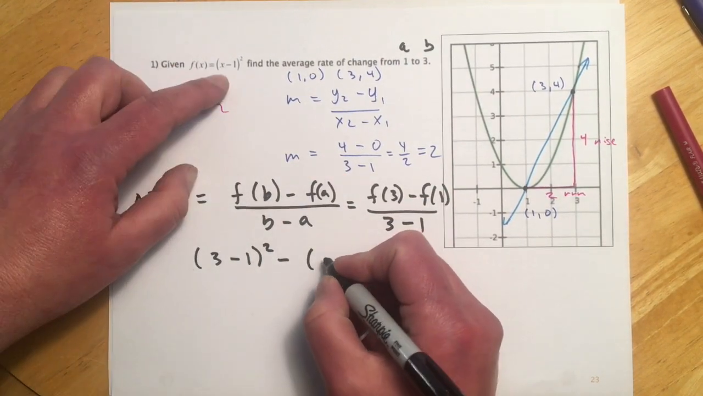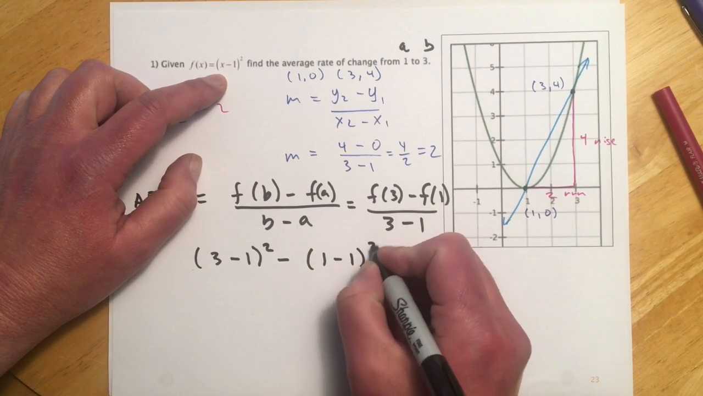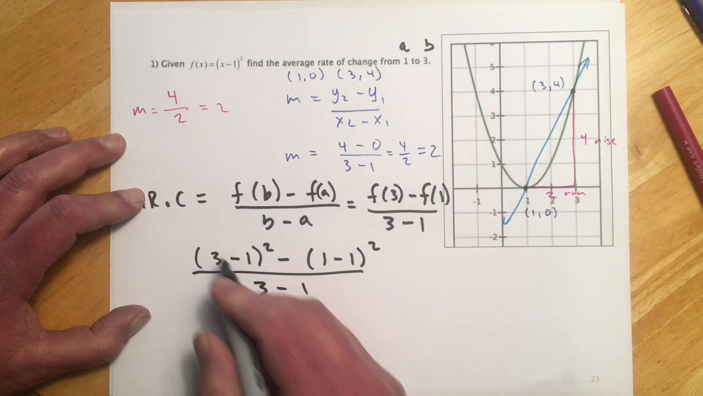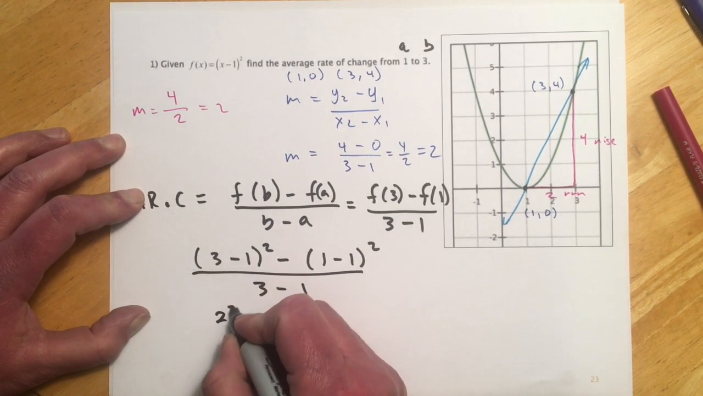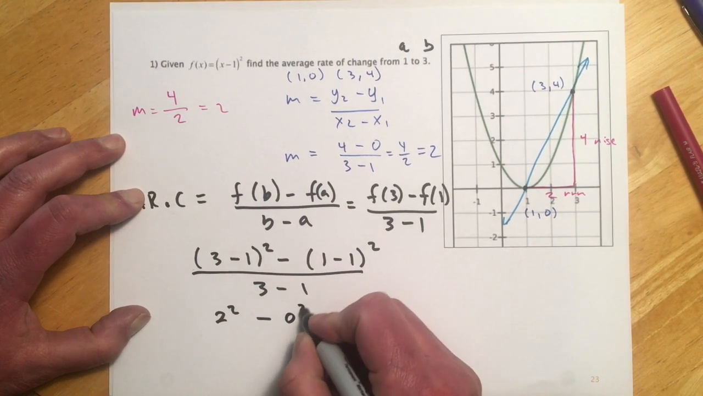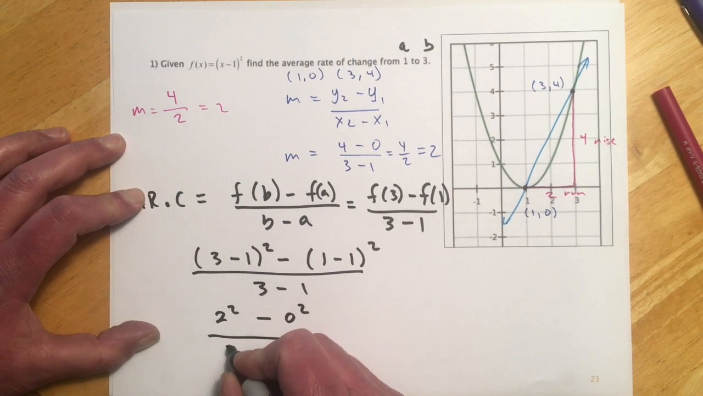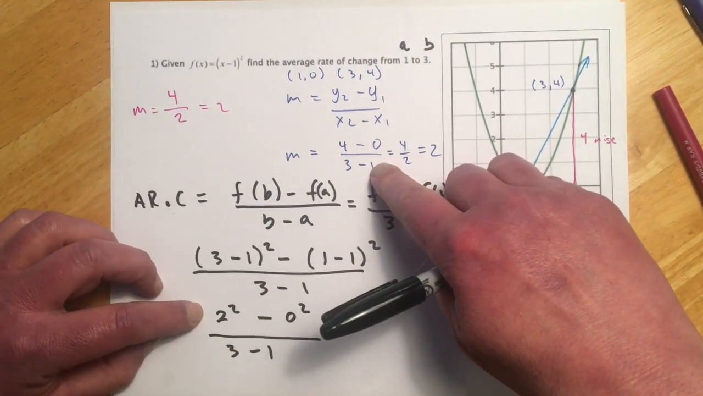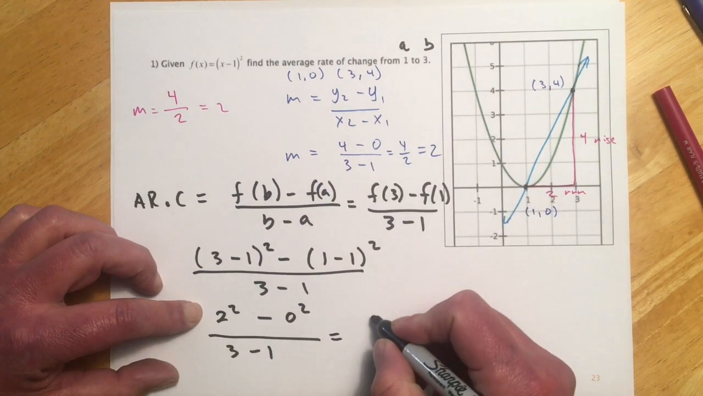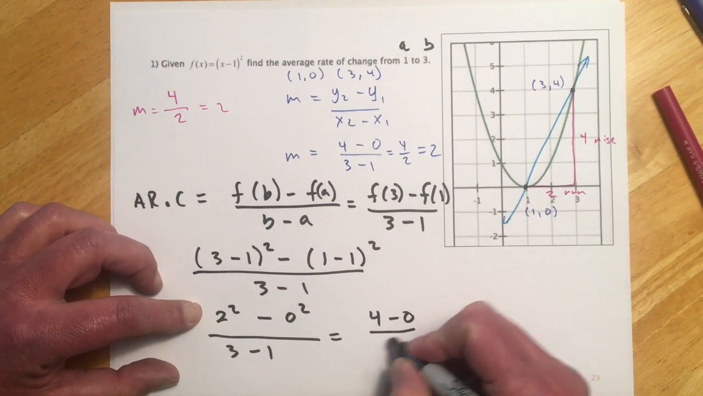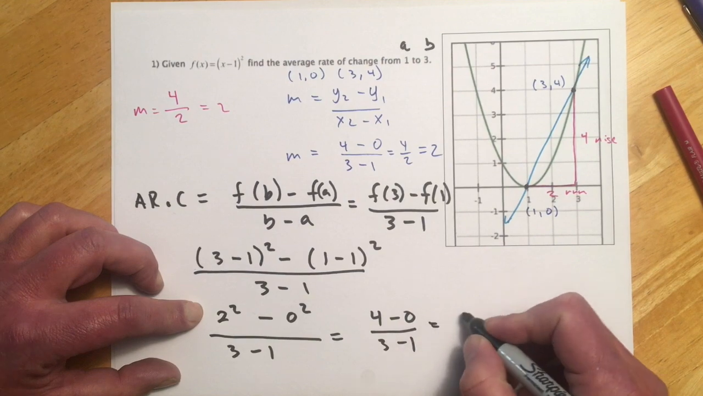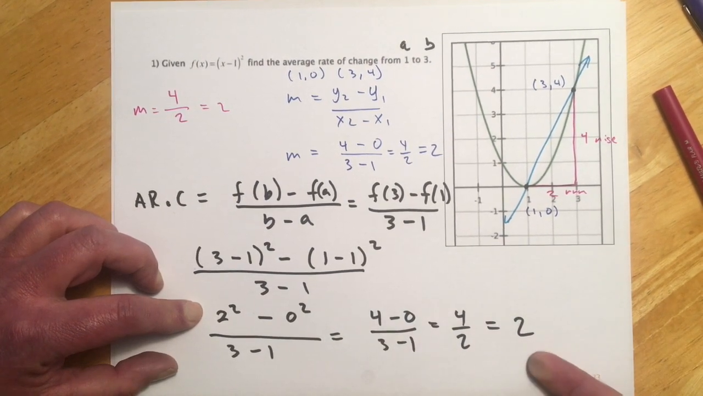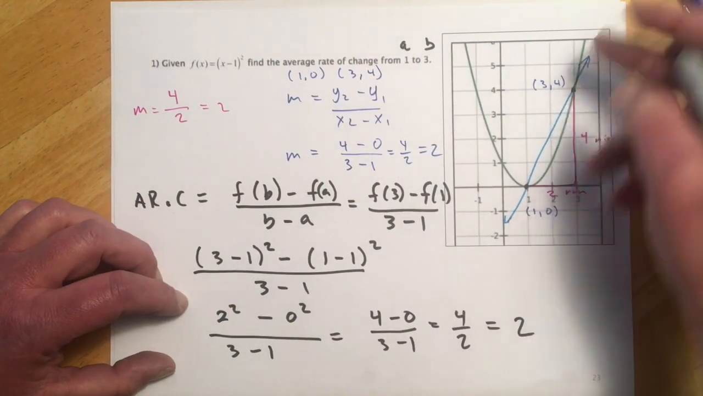So f of 1 is going to be 1 minus 1 squared over 3 minus 1. Cleaning that up, I get 2 squared minus 0 squared over 3 minus 1. And you can see right here, it's the exact same thing as the slope formula, right? Because this is going to come out 4 minus 0 and 3 minus 1, so 4 over 2. So average rate of change is 2, so is the slope, exact same thing.